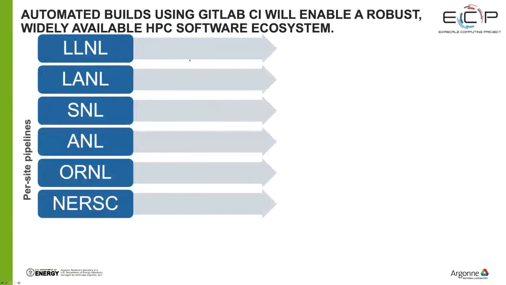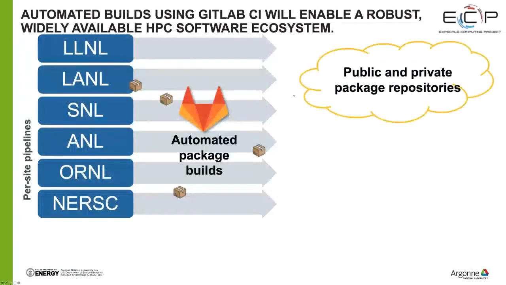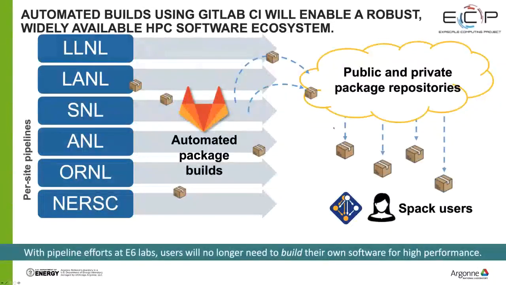And again, speaking to some of the vision for SPAC, we'd have automated building of packages from the various E6 labs based on public and private package repositories, and SPAC users would be able to get easy access to these packages, and they would not have to build their own software for high performance computing necessarily. A lot of it would be automated, and that's the dream. That's kind of the SPAC dream and where it wants to go. It's a challenge. There's many challenges along the way, but it's good to know the direction.